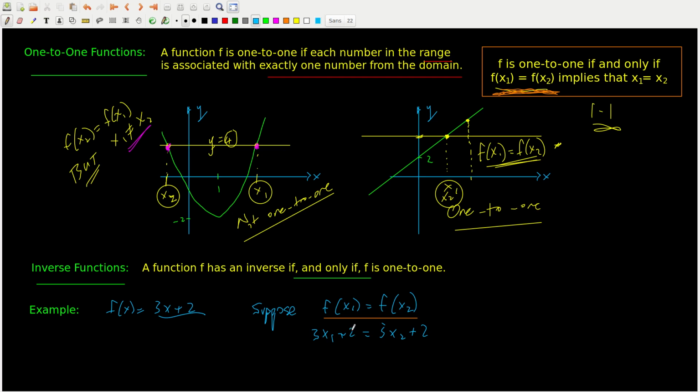Well, just following through on the algebra now, we can subtract 2 from both sides, and that leaves us with 3x1 is equal to 3x2, and then we can cancel the 3's, and that tells us that x1 is equal to x2. And that satisfies our definition of one-to-one. We started by supposing f of x1 and f of x2 are the same. There it is. And what we ended up finding algebraically, without a doubt, was that x1 and x2 were the same. And so that tells us that f is one-to-one in this case.